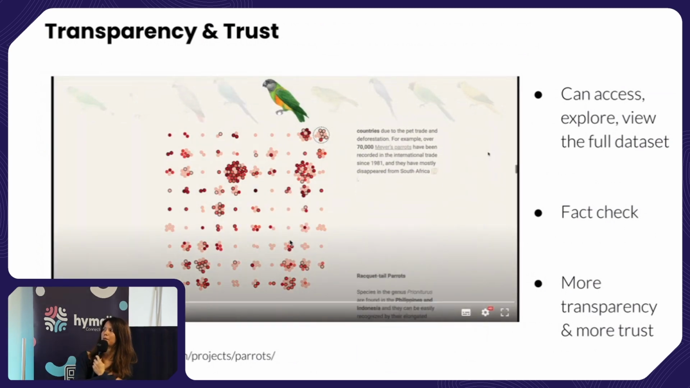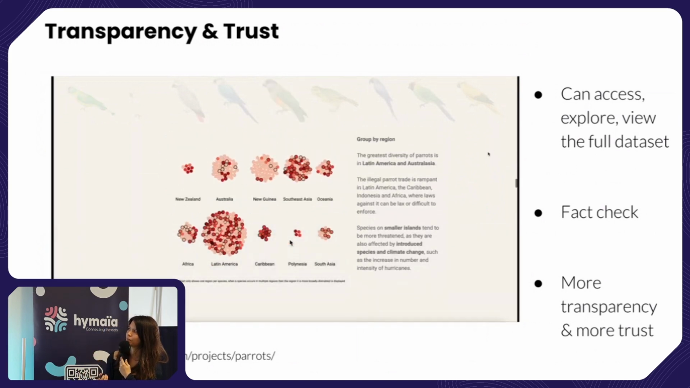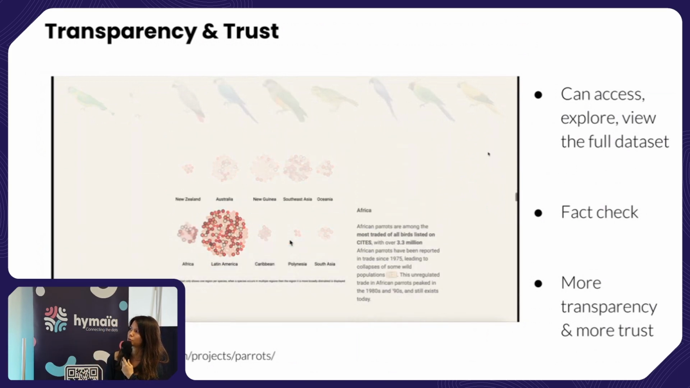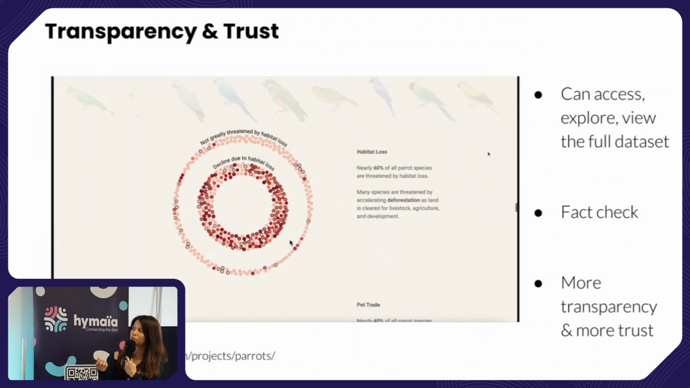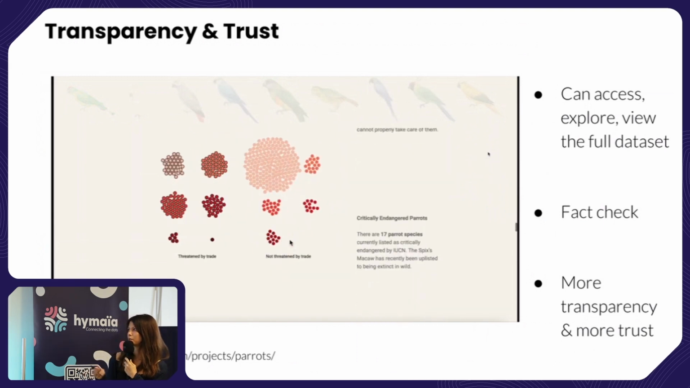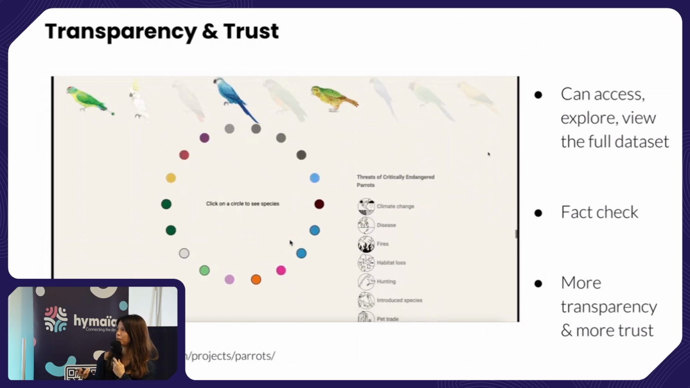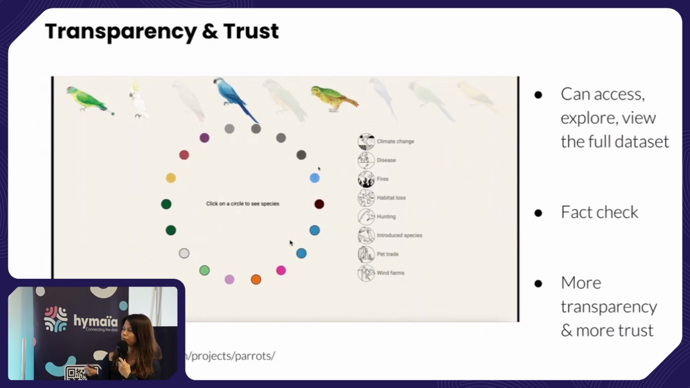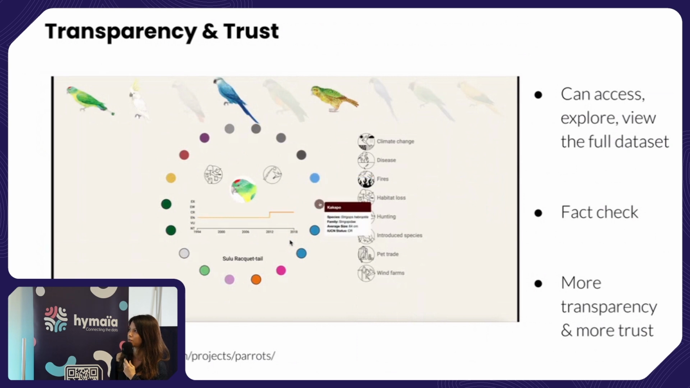This is a piece I made on parrots and their threats. I'm showing all 400 species of parrots as individual circles throughout the story, and the user is able to hover over them to get more specific information, like on the species, the family, or their conservation status.